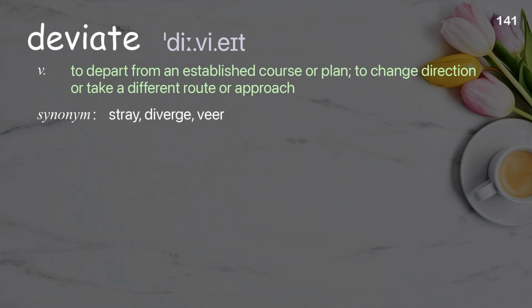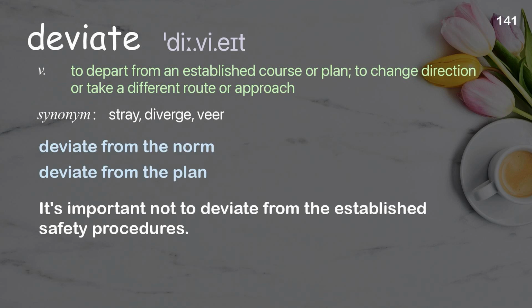Deviate. To depart from an established course or plan, to change direction or take a different route or approach. Examples: Deviate from the norm, deviate from the plan. It's important not to deviate from the established safety procedures.